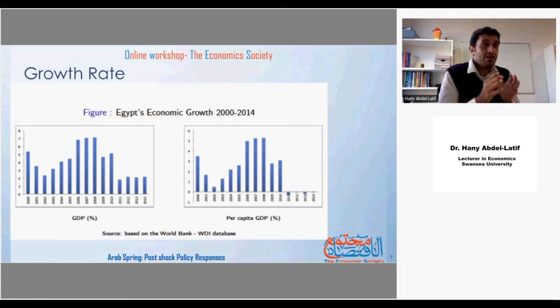And for the first time in a whole decade, we see that the growth rate is negative.